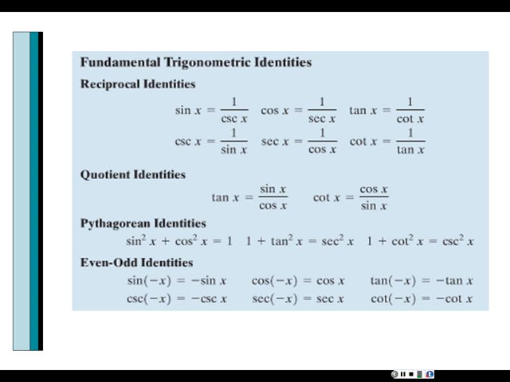And also there are the even and odd identities, because some of the functions are even functions, some of the functions are odd functions. Based on those we have all these identities here, the even odd identities. Now just looking at these, can anyone quickly tell me which ones are the even functions out of the six trigonometric functions? I think cos and sec, because look at these two.